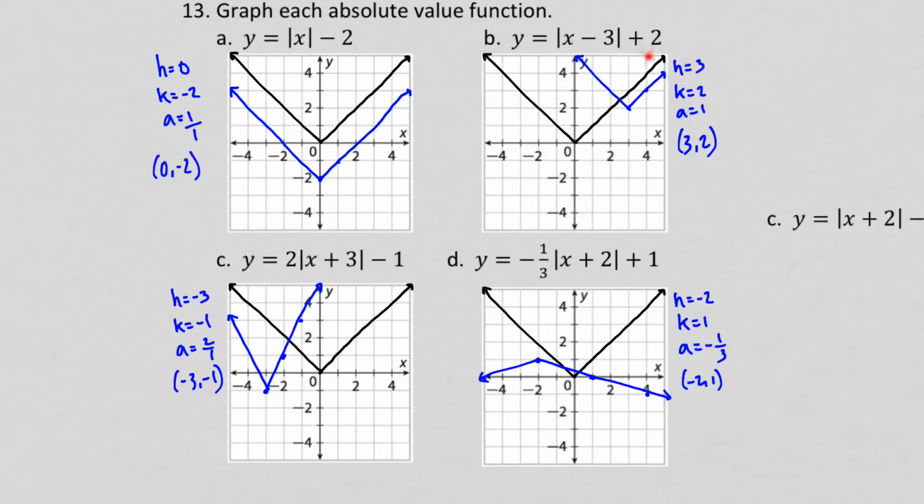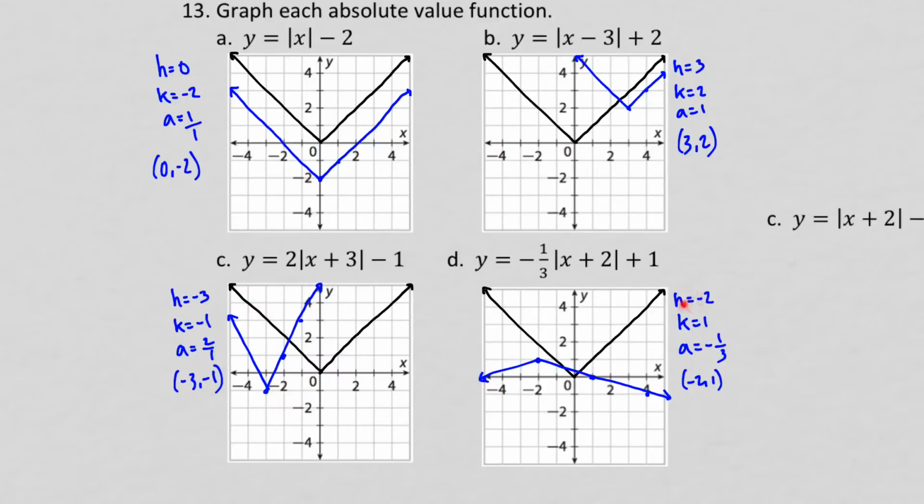For B, H is 3, K is 2, A is 1, the number in front. So the vertex is 3, 2, that's where I started. And the slope is 1, so up 1 over 1, and the exact opposite on the other side. For C, H is -3, K is -1, so the vertex is -3, -1 right here. A is 2, that means that the slope is 2 over 1 on the right side of the vertex. On the left is the exact opposite.